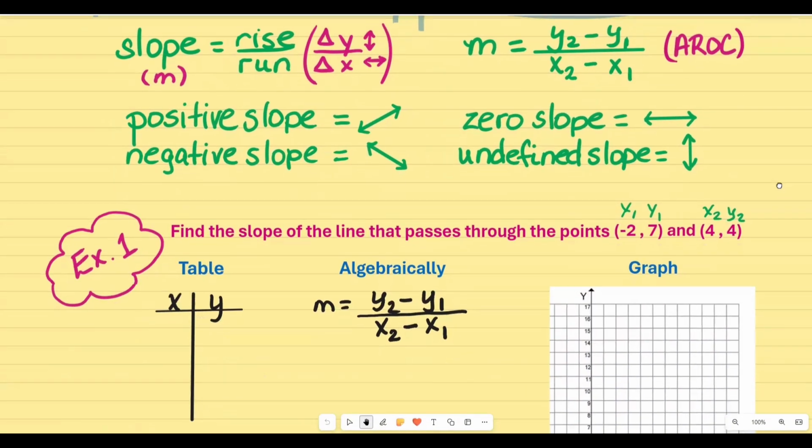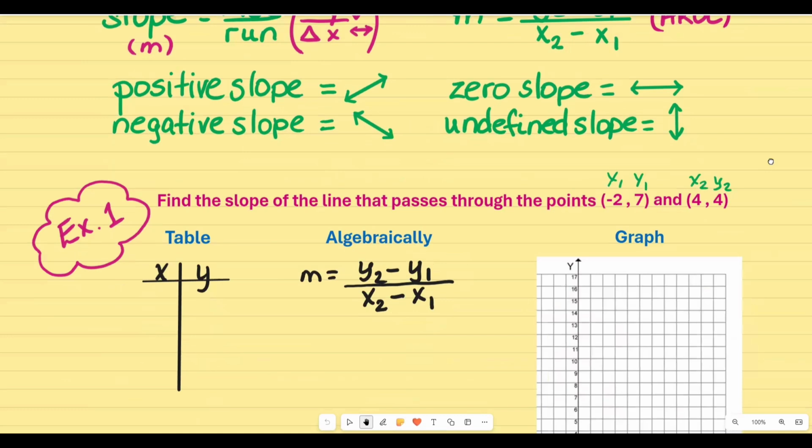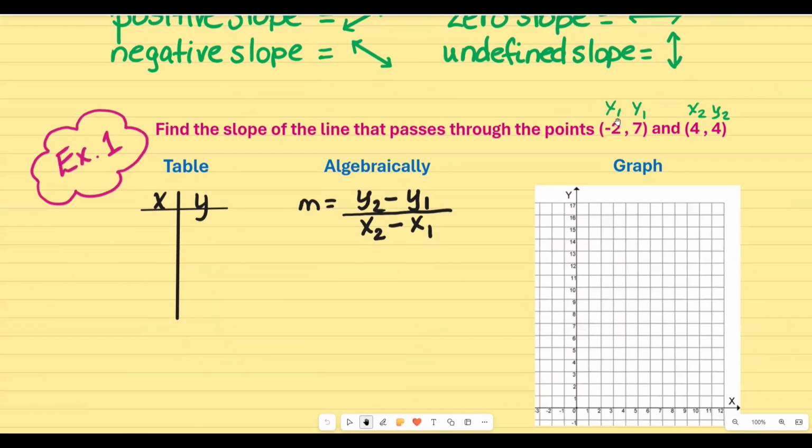So let's go ahead and get started. For our first example, we're asked to find the slope of a line that passes through the points -2, 7, and 4, 4. I went ahead and labeled my x sub 1 and y sub 1, my x sub 2 and my y sub 2, because when I want to do the work algebraically, this will be helpful.